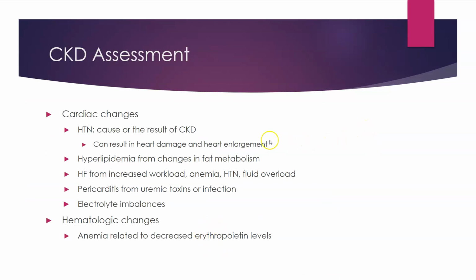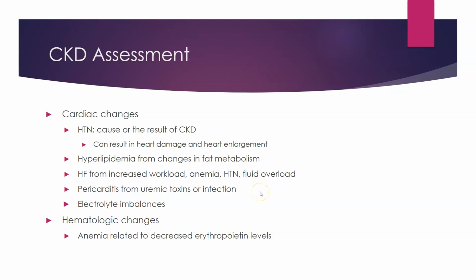It can lead to cardiac changes. Part of it is because of a previous, or potential previous, history of hypertension. Otherwise, if they get fluid overload, that can throw them into hypertension and heart failure. Hyperlipidemia causes complications as well. Heart failure is related to workload, anemia, hypertension, and fluid overload, like we talked about. It could cause pericarditis related to the toxins and infection that the patient might have. And of course, electrolyte imbalances related to increased potassium, increased sodium, and fluid retention.